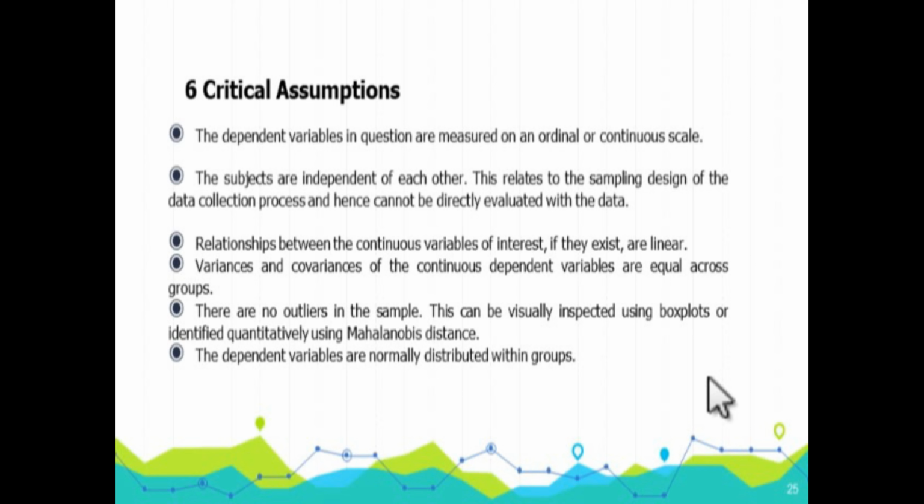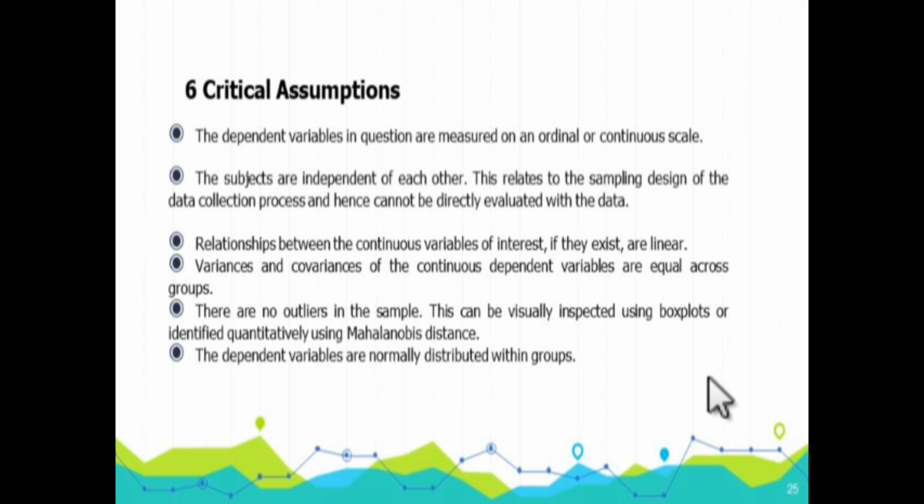Just like earlier, when we discussed the assumptions in using MANOVA, in performing the Wilks' lambda alone there are also assumptions that we have to observe. First, the dependent variables in question are measured on an ordinal or continuous scale. A common example of ordinal variables is the Likert scale, for example, a 5-point scale from strongly disagree to strongly agree. Continuous variables are quite common, such as body weight, exam scores, blood pressure, heart rate, etc. Next, the subjects are independent of each other. This relates to the sampling design of the data collection process and hence cannot be directly evaluated with the data.